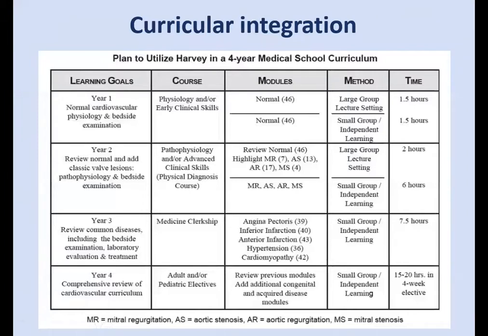And more advanced learners might require more independent learning, as you can see, as you advance throughout the years in this vertically integrated model, and most likely require less instructor time. Now for year 4, if you look at this comprehensive review of the cardiovascular curriculum, now you're in the adult and/or pediatric electives, and you review all the previous ones, and you have small group and independent learning and about 15 to 20 hours in a 4-week elective.